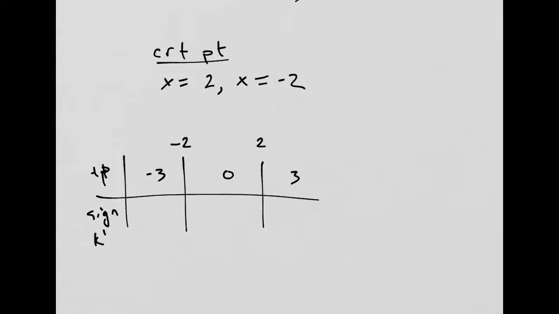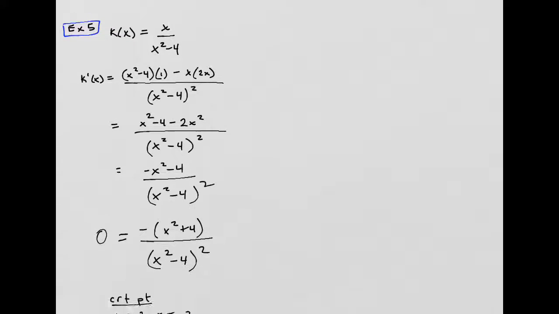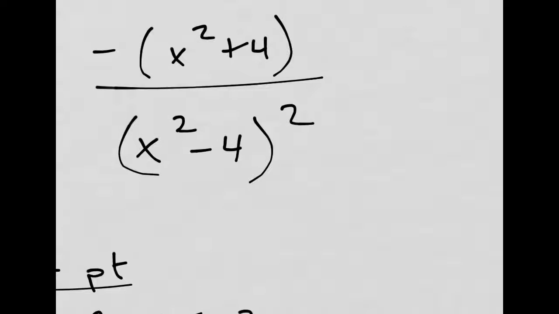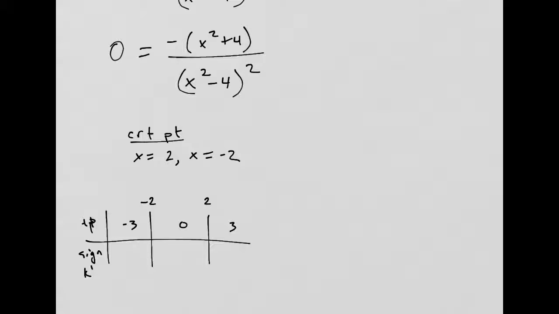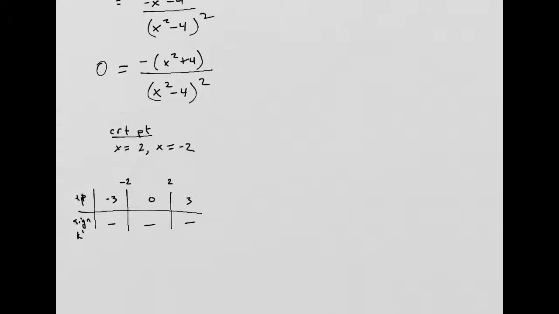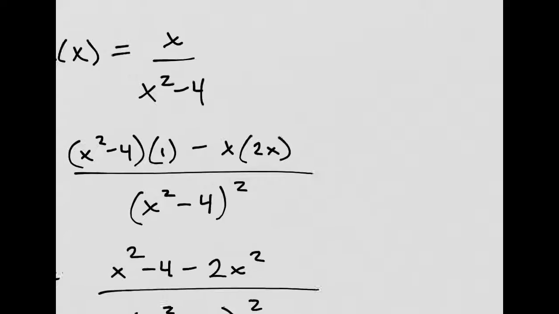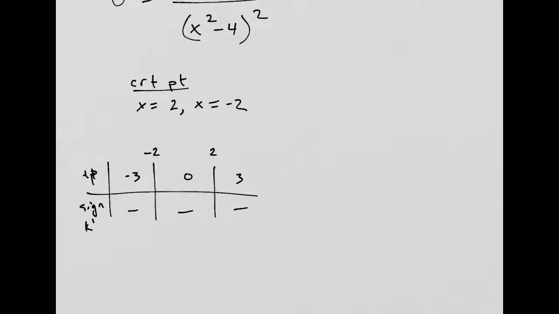So, if I plug in negative 3, well, I'm going to plug it into this, because it's the... Actually, I already know. This is always positive. This is always negative because of that. So, that's negative. And, in fact, that's negative. It doesn't matter. It's always negative. It's always decreasing. So I have no relative extrema. Ooh, what happens? I have asymptotes. So that makes sense. But I'm decreasing the entire time.